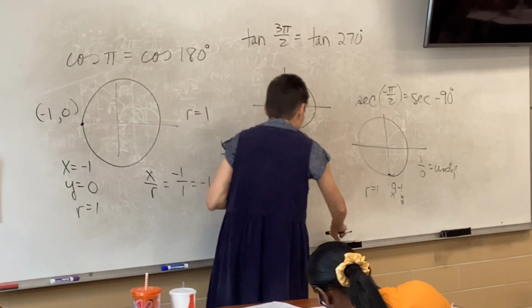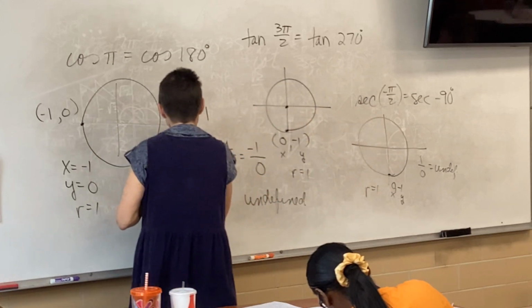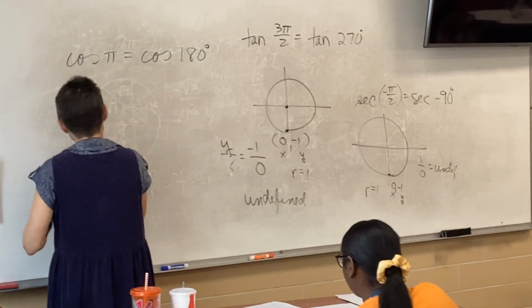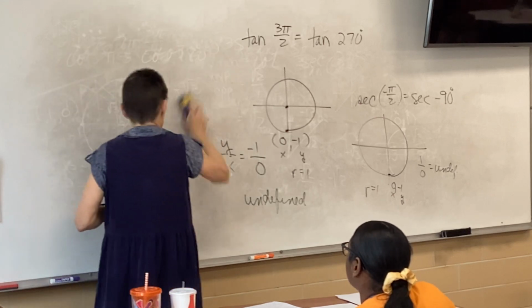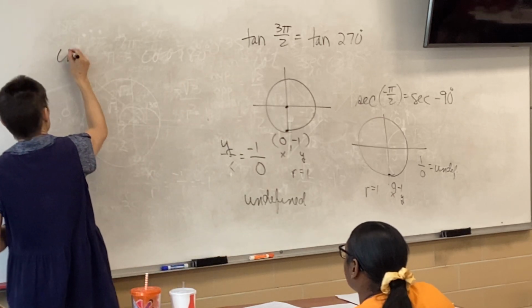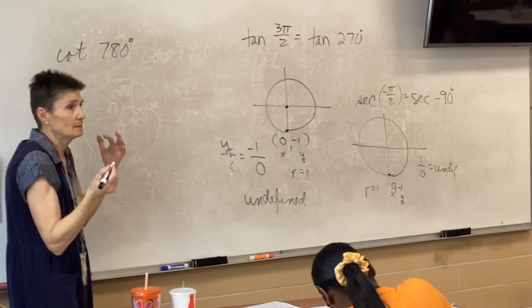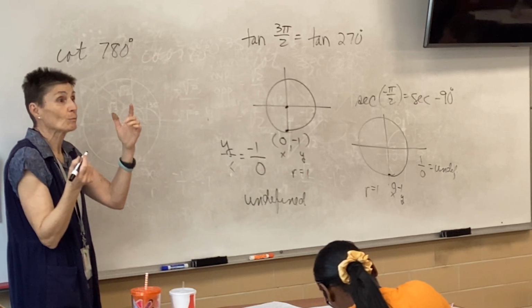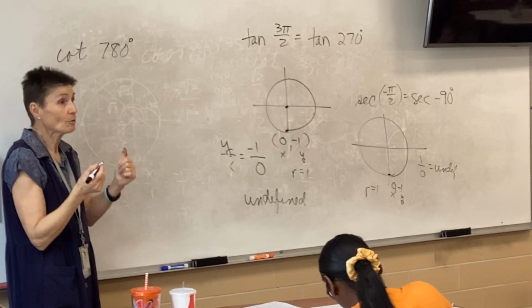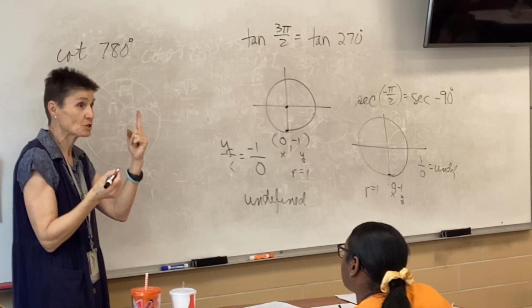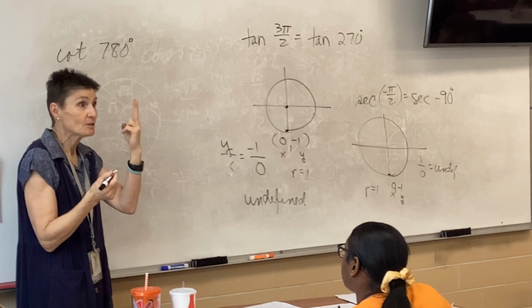Cotangent 780. What in the world? 780. What do you think we're going to do about that? Where is 780? Can you get rid of a rotation? Not only can you get rid of one rotation, you can get rid of 2.